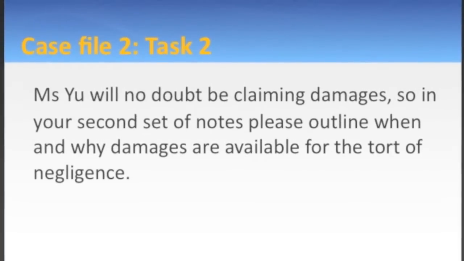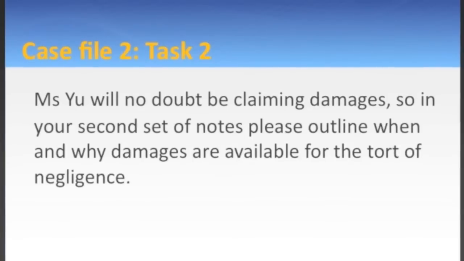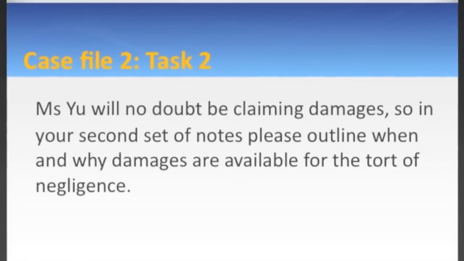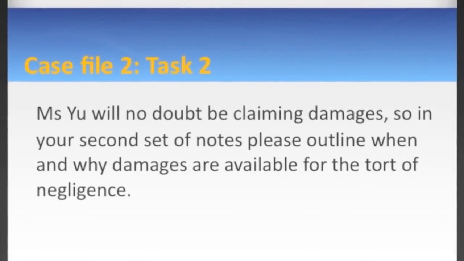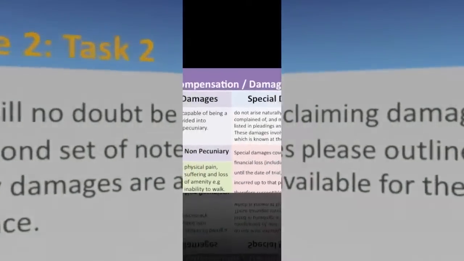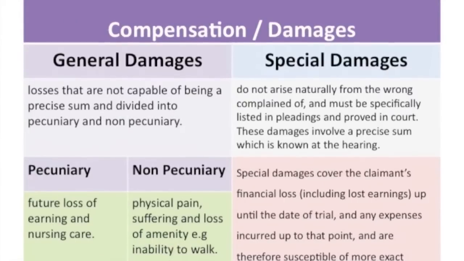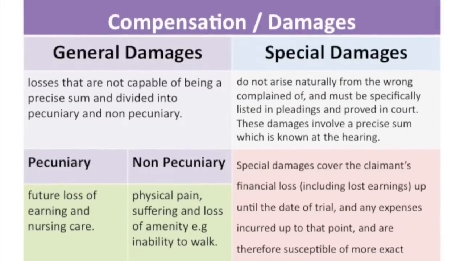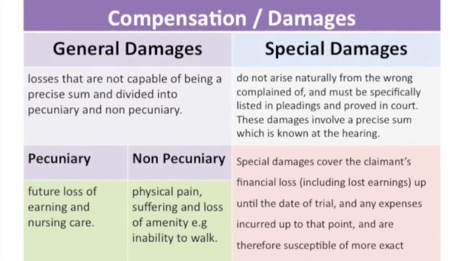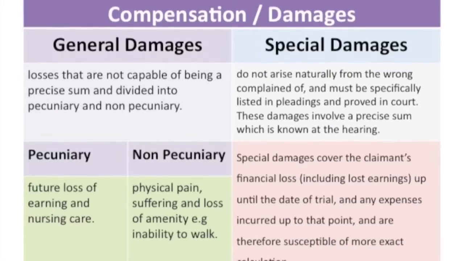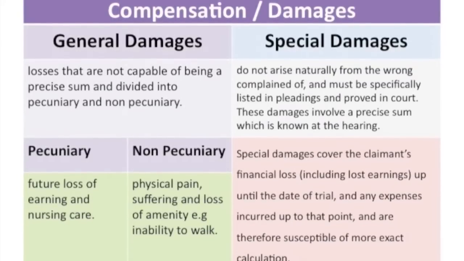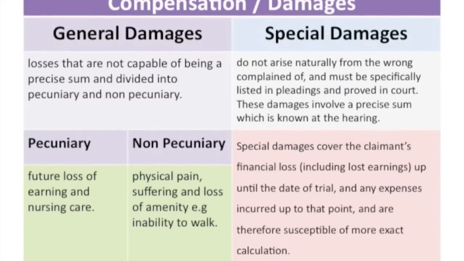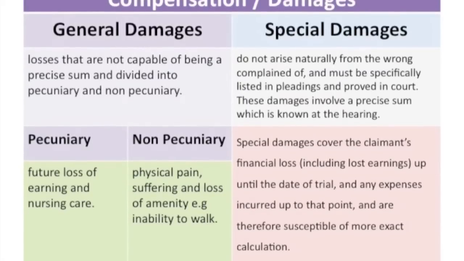For P2, Miss Yu will be claiming damages, so in your second set of notes you need to outline when and why damages are available for the tort of negligence. When dealing with P2, you're going to divide your notes into general damages, which involves discussion of pecuniary and non-pecuniary, as you can see up there on the screen. So you'd explain what general damages means, explain the two, pecuniary and non-pecuniary, under general damages, and then go on to explain what special damages are. So I'll be looking for this in your notes.